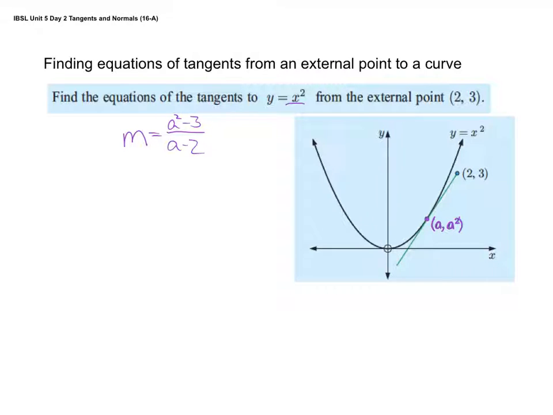Where do you get that? That's just my slope formula: y2 minus y1 over x2 minus x1, or delta y over delta x. So that's all I'm doing there. I'm just using my slope formula.